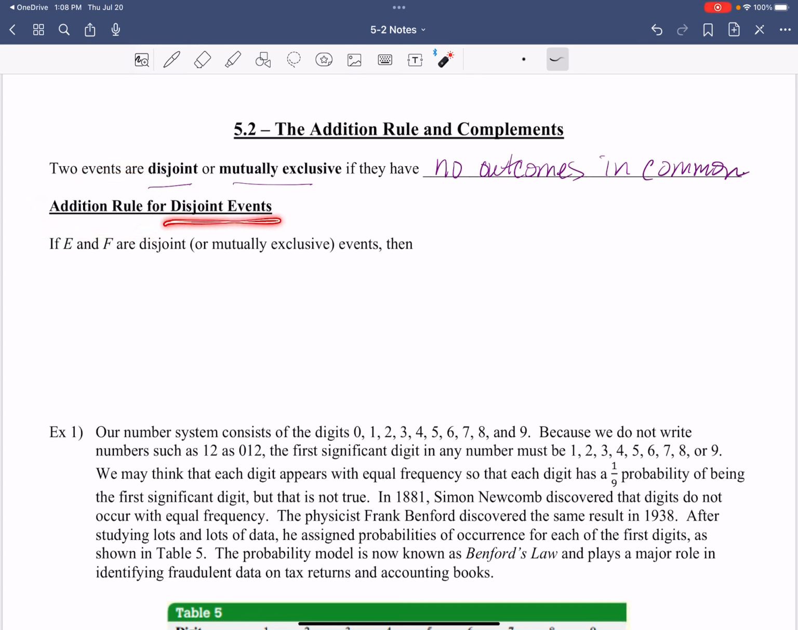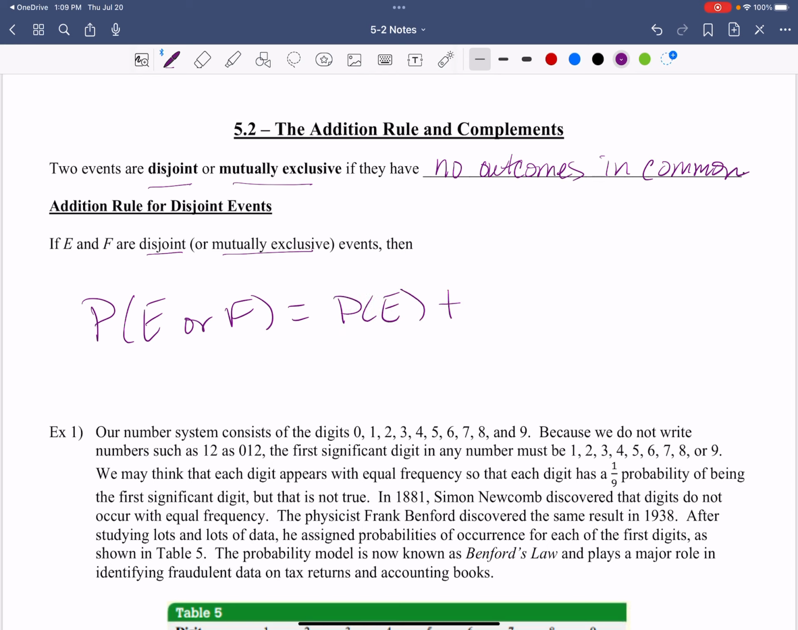So let's look at the addition rule for disjoint events, meaning there's nothing in common. All right. So if E and F are disjoint or mutually exclusive, remember we said those were the same thing, then the probability of E or F is equal to the probability of E plus the probability of F. Now I'm getting ready to drop the bomb right here. The word or is the addition rule. That's the key. The word or is the addition rule.